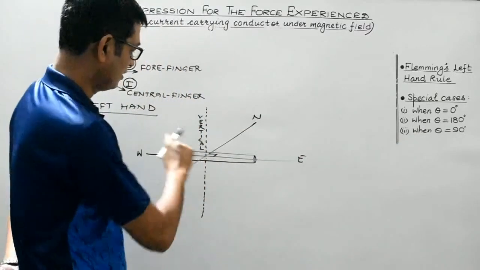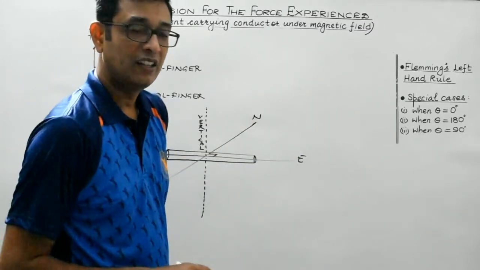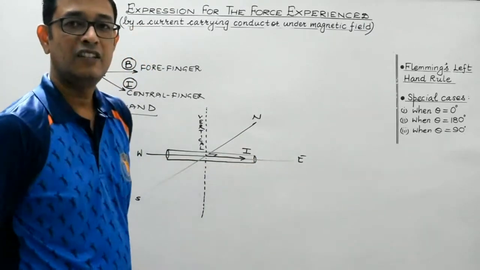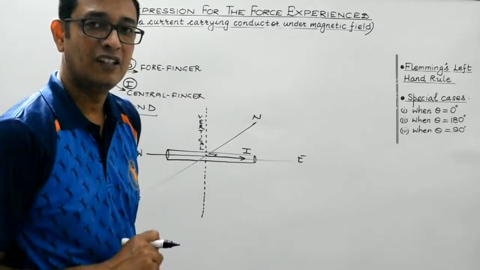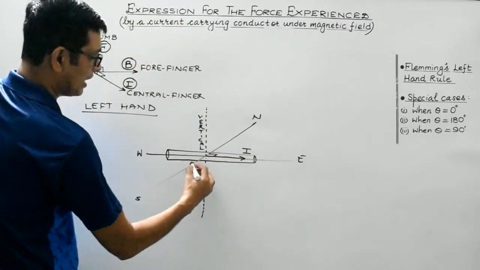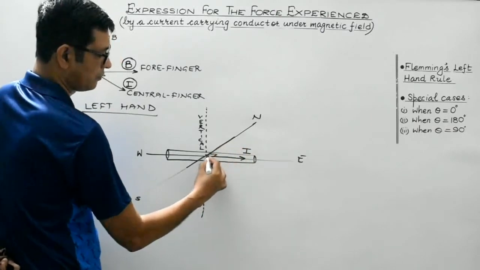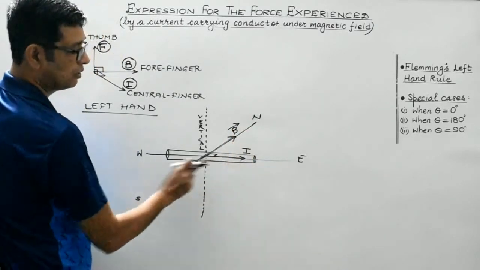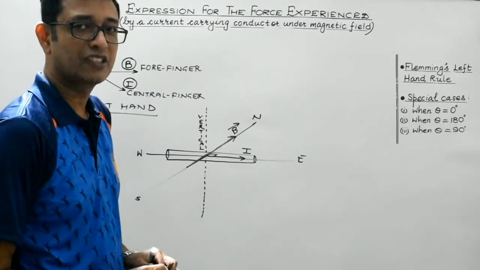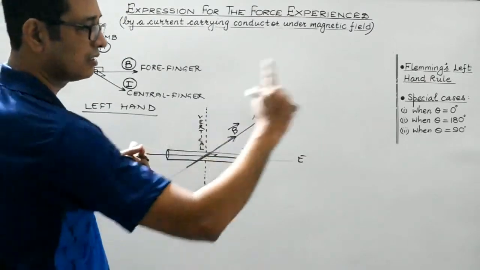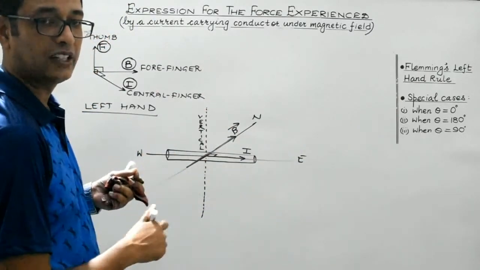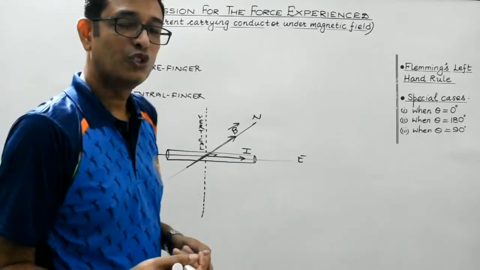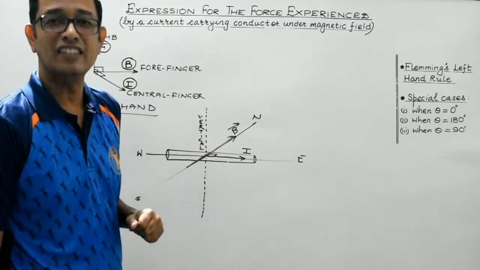Now let us assume this current carrying conductor to be lying in the west-east direction such that the current flows from west to east, and let this conductor be under the influence of a perpendicular magnetic field directed from south to north. So the magnetic field is directed from south to north like this. This is the direction of the magnetic field. And what's the angle between these two? 90 degrees, obviously, right? So current is flowing from west to east and the magnetic field is from south to north. If you are asked to determine the direction of the magnetic force experienced by this current carrying conductor, then what will you do?